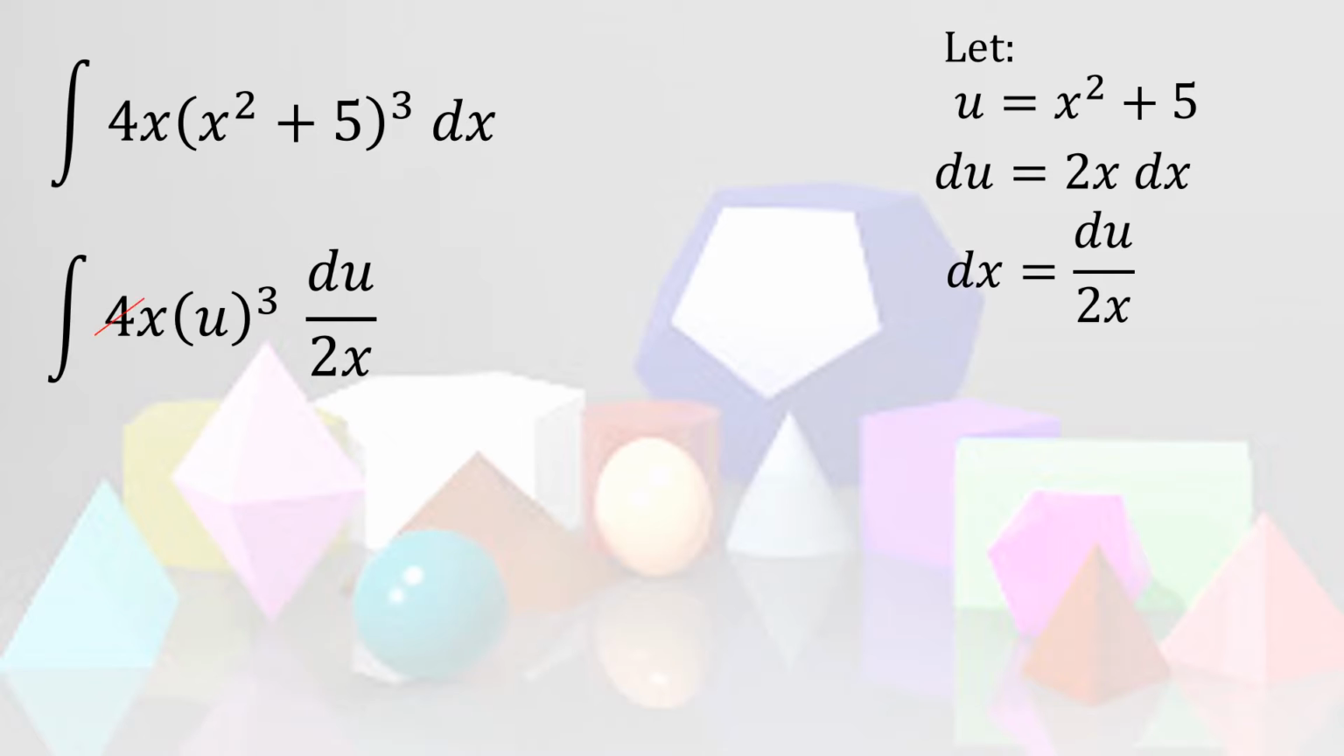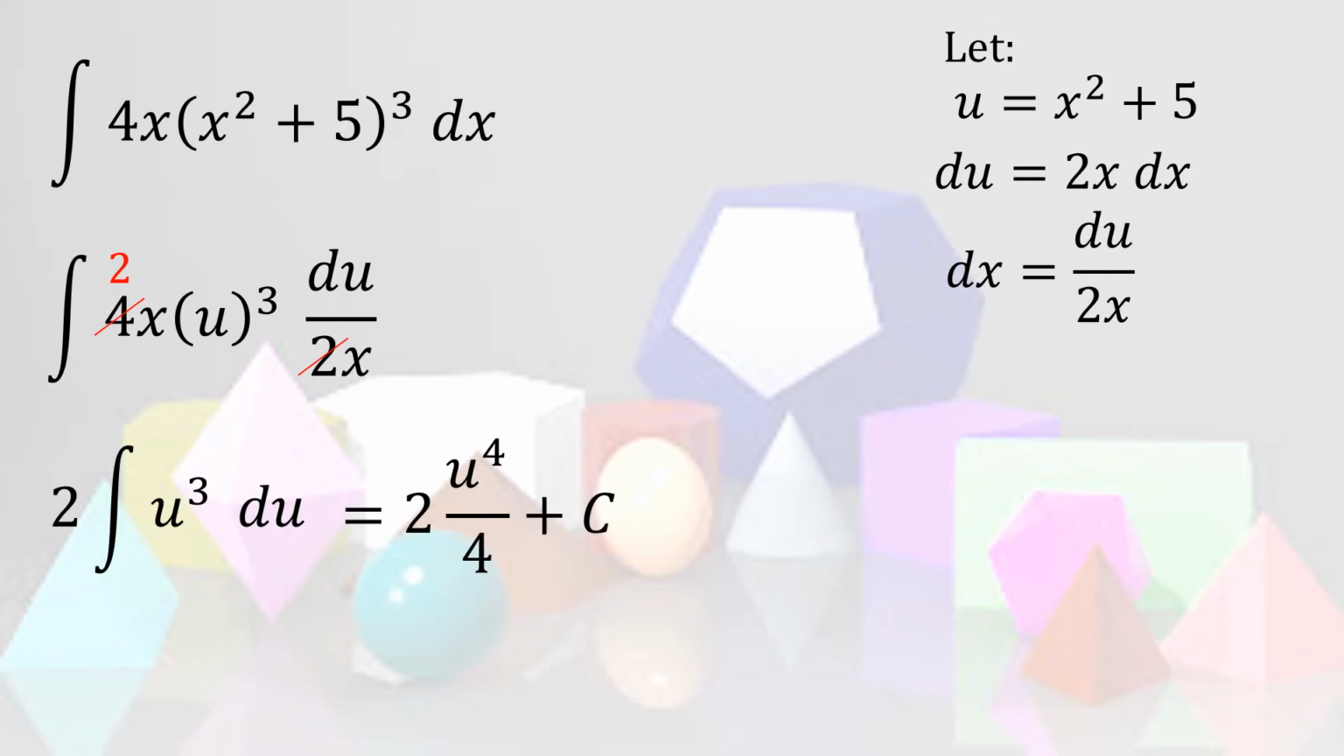Then we are going to cancel 4 and 2. 2 will become 1 and 4 will become 2. So we have to write 2 outside the integral symbol. So we have 2 times the integral of u to the third du. And now we are ready to integrate. So we have 2 times u to the fourth over 4 plus c.